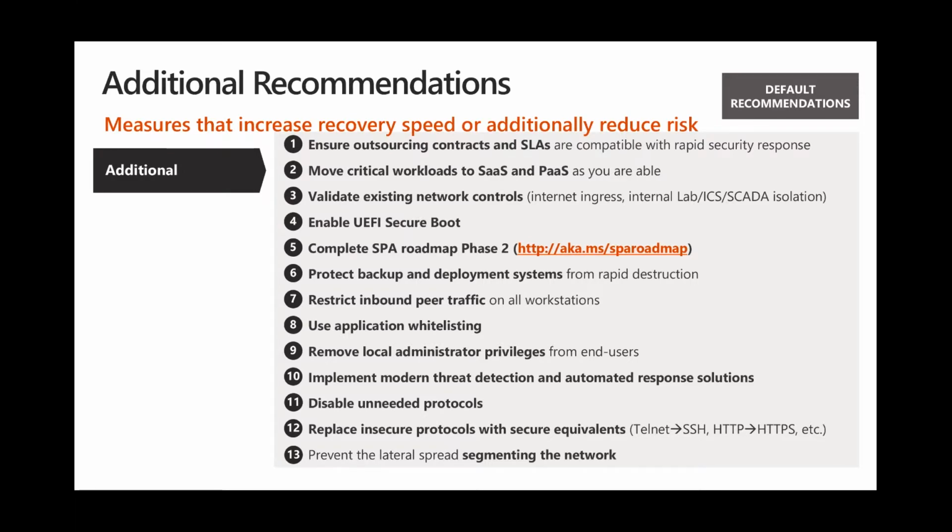Validating your existing network controls, enabling secure boot on those Windows workstations. There are some things here around securing privileged access and the SPA roadmap. Protecting the backup and deployment systems, so being able to ensure that those backups of your data are protected and have good integrity. And then all these other things around application whitelisting, removing local administrator privileges from end users, and being able to disable unneeded passwords. All these different things can definitely help you to minimize your risk.